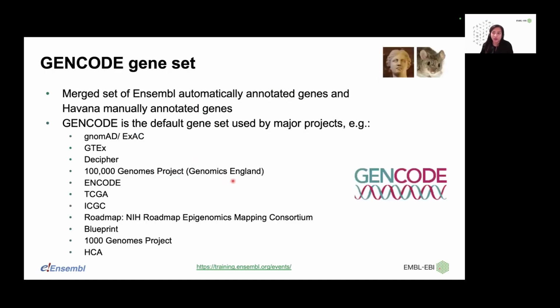We also have what we call the GenCode gene set. The GenCode project focuses on the Ensembl human and mouse gene sets, and it is the merged gene set of the Ensembl automatically annotated and the Havana manually annotated genes in human and in mouse. It's also the default gene set used by many major projects, such as gnomAD, the 100,000 Genomes Project from Genomics England, and also the 1,000 Genomes Project.